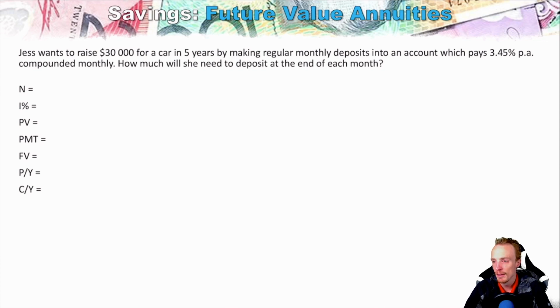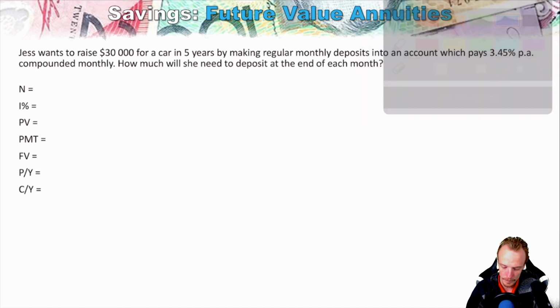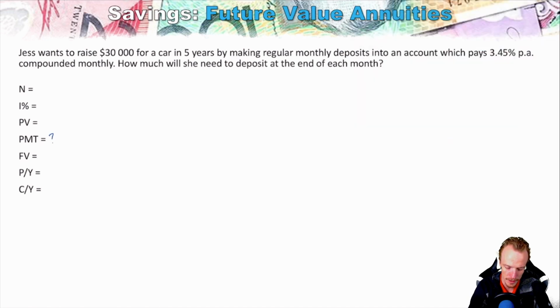making regular deposits into an account that pays 3.45% per annum compounded monthly. How much will she need to deposit each month? So what we're after here is a PMT. The payments and the compounding periods are the same here, so they're both 12.